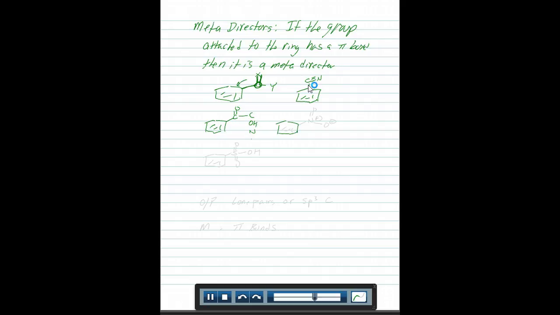Nitro groups, this is the Lewis structure of a nitro group. All right, notice this nitrogen doesn't have a lone pair in this case, but it has a pi bond. So nitro groups are meta-directors. Okay, sulfonic acid groups. We've learned how to make sulfonic acid groups. Those have two pi bonds. That's a sulfonic acid group.